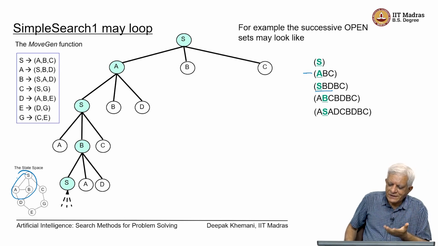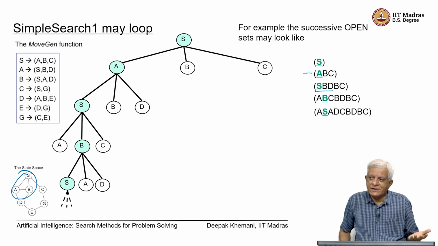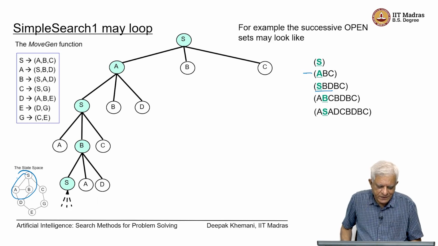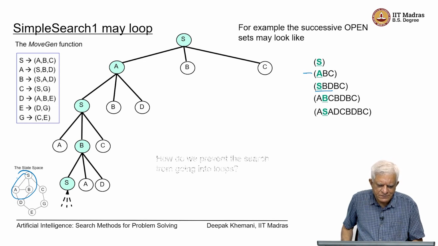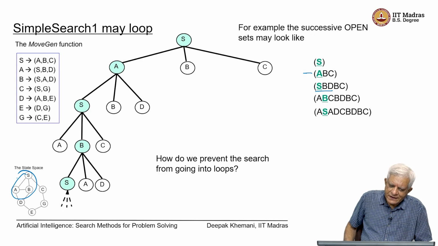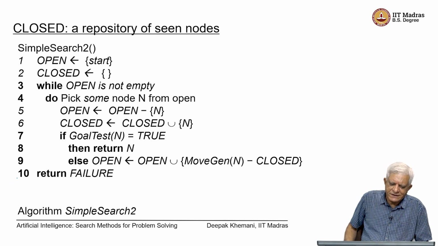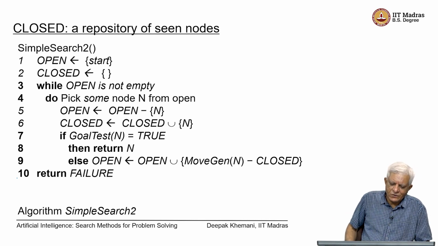And as you can see, open is growing and growing, it is never going to be empty, and it is also possible that this algorithm may never find the goal node. It could just keep going into this cycle forever. That is a problem. How do we address that? One simple way of doing that is to maintain another set, and we have already mentioned it before, called closed essentially. So, closed will be the repository of seen nodes essentially.